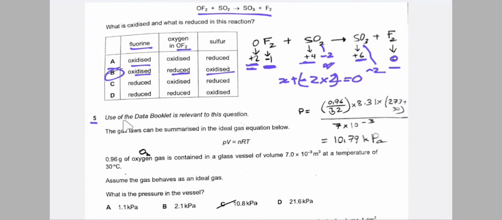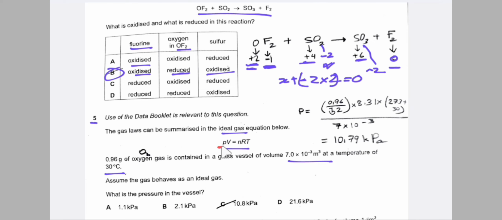In question number 5, use of the data booklet is relevant to this question. The gas laws can be summarized in the ideal gas equation below. So PV is equal to nRT. This is the ideal gas equation. 0.96 gram of oxygen gas is contained in a glass vessel of volume 7 × 10⁻³ meter cube at a temperature of 30 degrees centigrade. Assume that the gas behaves as an ideal gas. What is the pressure in the vessel?